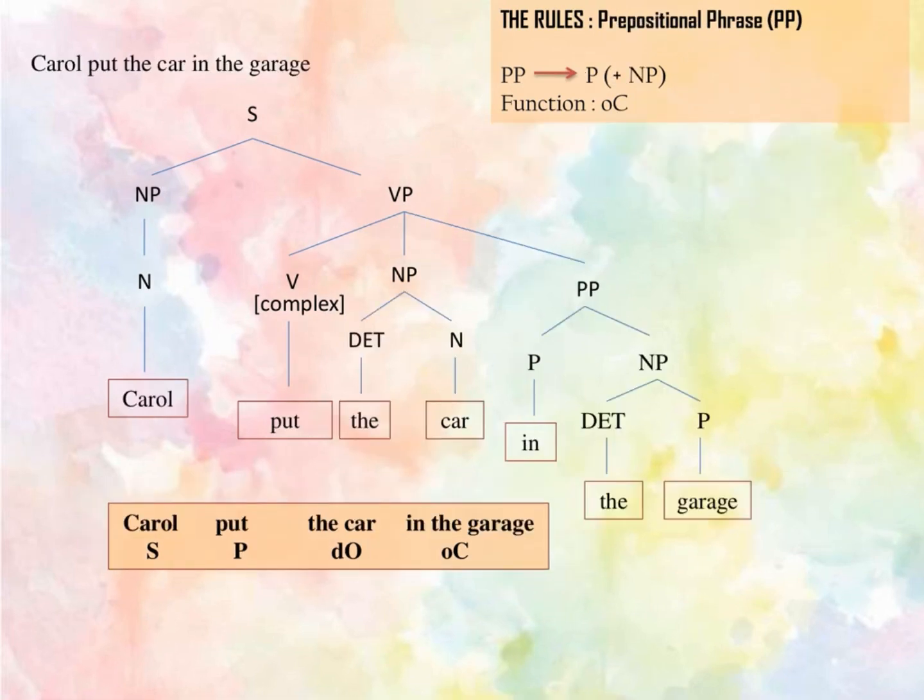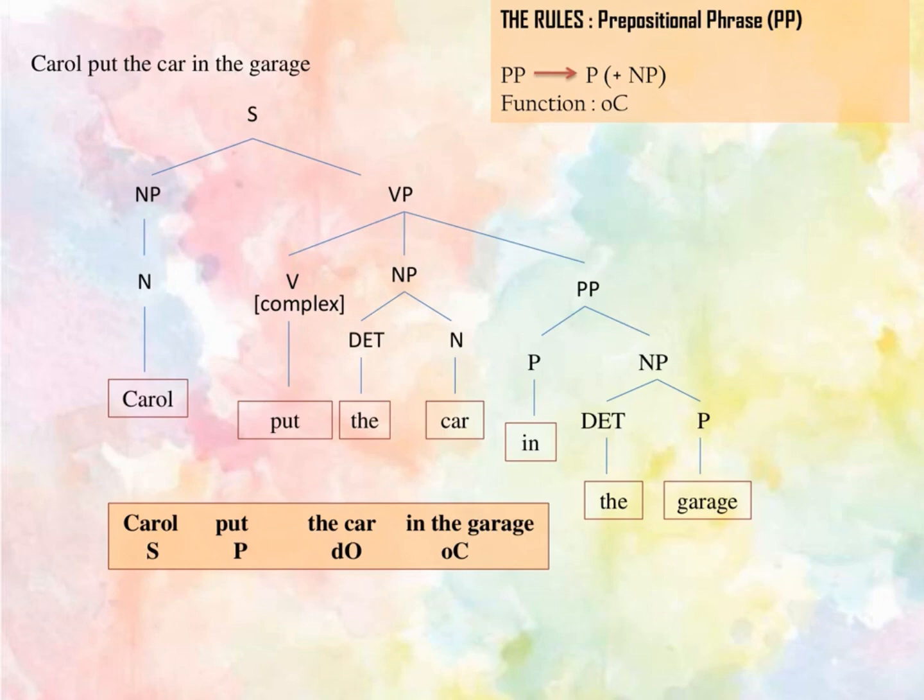The rules of the prepositional phrase. A prepositional phrase consists of a preposition plus a noun phrase, functioning as an object. The tree diagram of the prepositional phrase. The example, Carol put the car in the garage. Carol is a noun phrase or subject. Put is the verb phrase or the predicate. The car is the noun phrase or direct object. In is the preposition. The garage is the noun phrase. So, in the garage is the object complement.